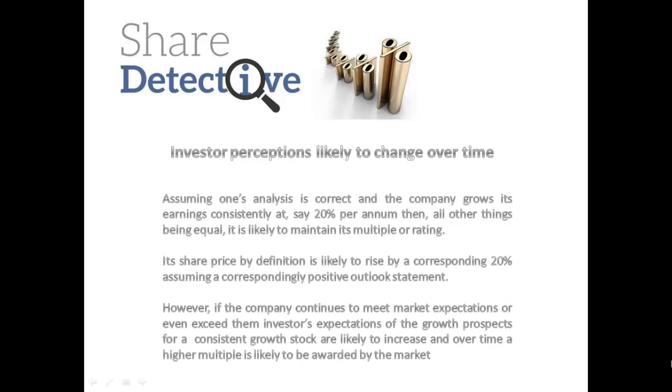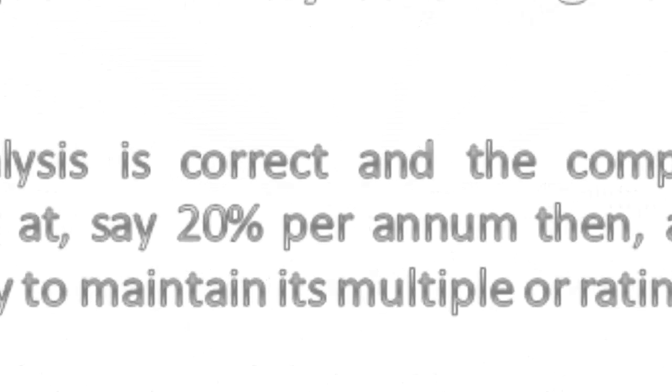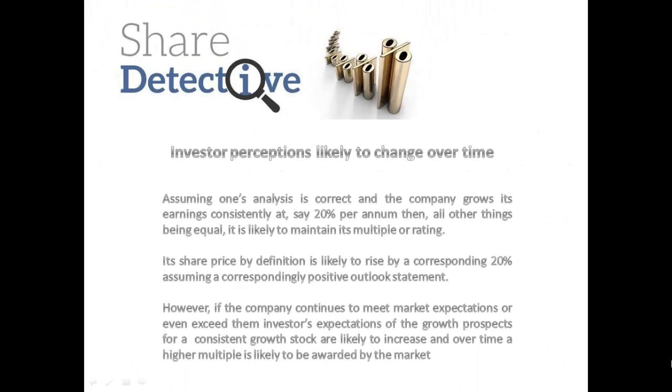A key aspect of all this is that investor perceptions are likely to change over time. Assuming one's analysis is correct and a company grows its earnings consistently, say 20% a year, then all other things being equal, it is at least likely to maintain its multiple or rating. Its share price, by definition, is therefore likely to rise by a corresponding 20%, assuming, of course, there is a correspondingly positive outlook statement.